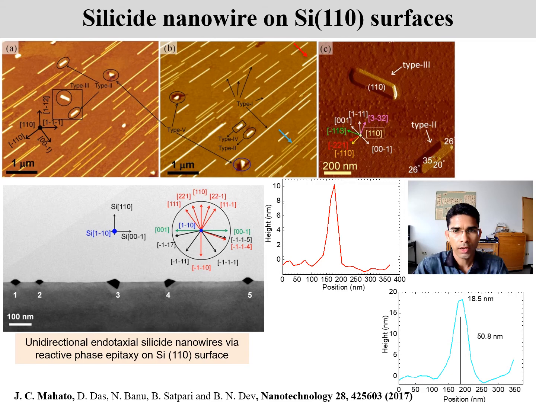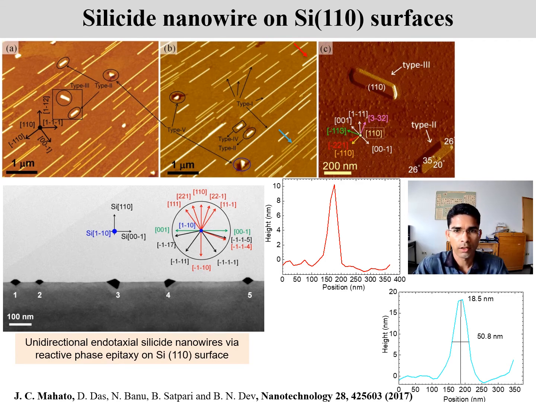As we take a line profile across these nanowires, we find that there are two distinct types of nanowire cross-sectional area. One is a ridge type facet and the other is a flat top type of facet present in these different nanowires.